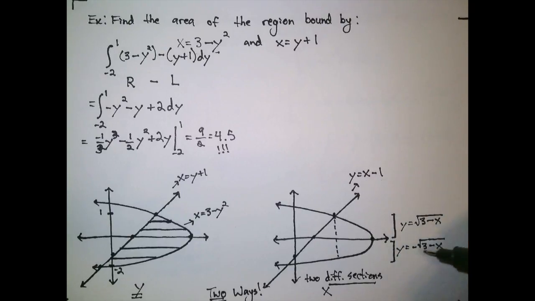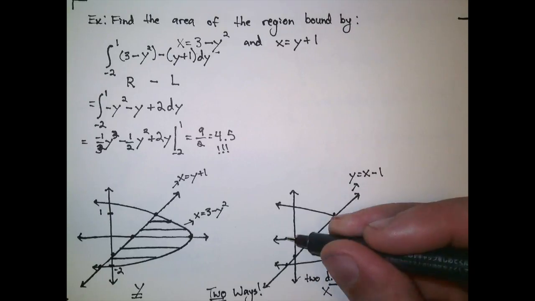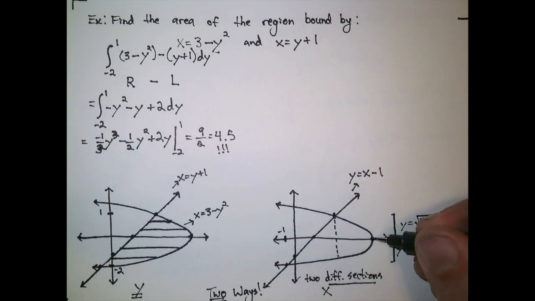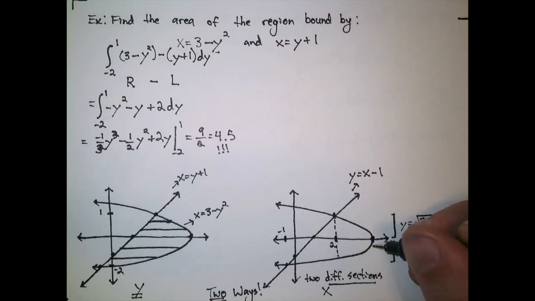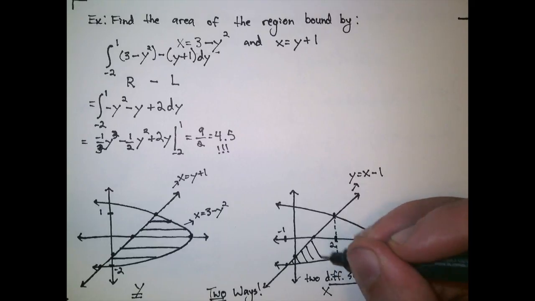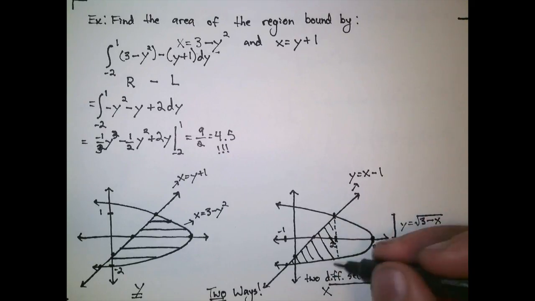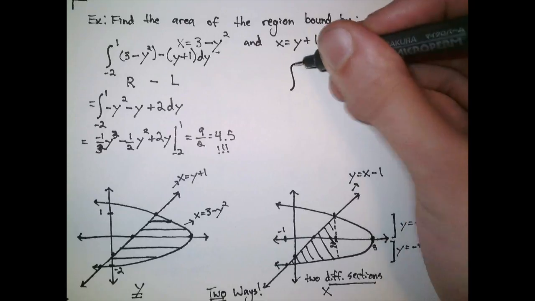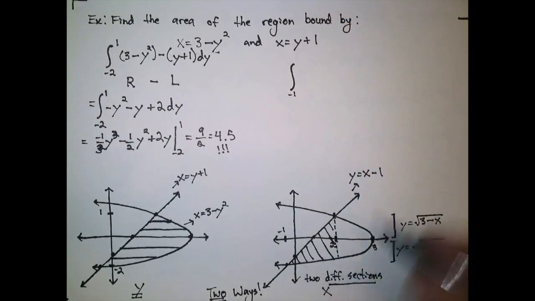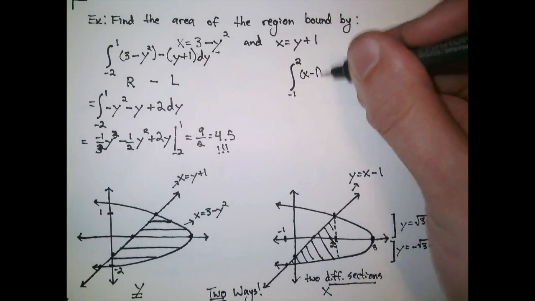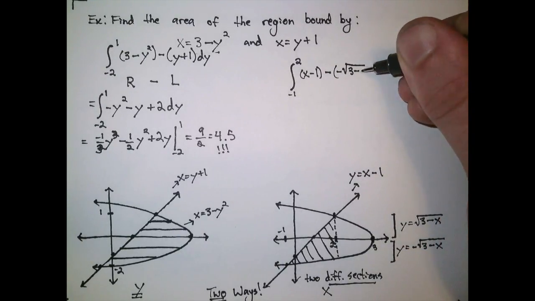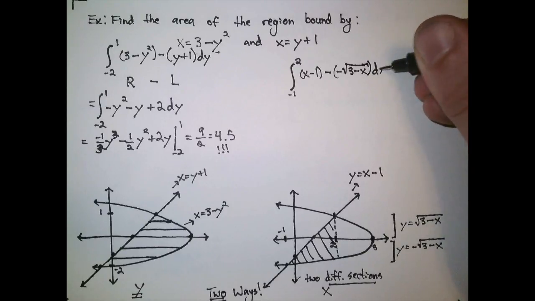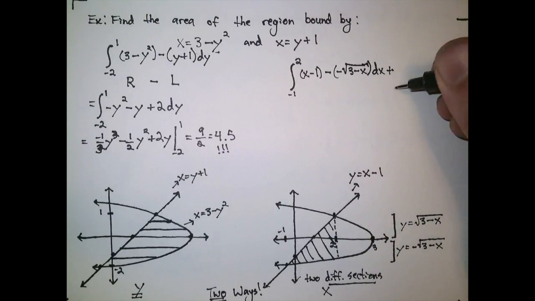First thing you have to do is consider that this actually splits into two separate sections. Hopefully you can see that dotted line right there, splitting it up into two separate sections. The first section is x equals -1 to x equals 2. I'm drawing it in right there. I have to do that because the x minus 1 function stops being the top function at that point. So the first thing I'm calculating is that area, -1 to 2 for an x integral of x minus 1 minus the bottom function, which is negative square root of 3 minus x.